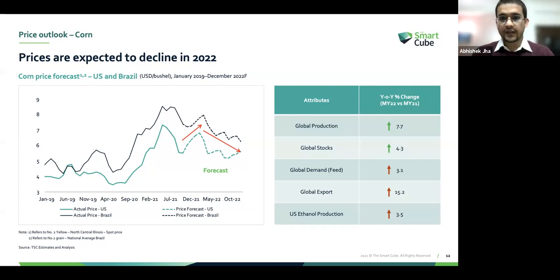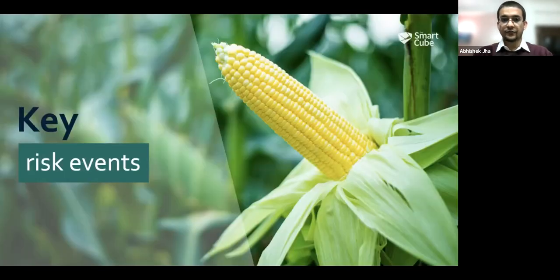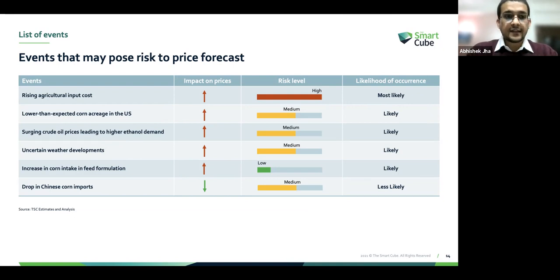Now that the directional aspect of the forecast has been stated, I have some risk factors associated with our projection, and those risk factors are likely to have an impact on the price projection accuracy. To name a few, in my next slide, I have the rising agricultural input cost. If prices continue to increase, cultivators across the major corn producing countries might reduce the acreage expected for corn next year. And if that happens, it is an upward risk for the prices.